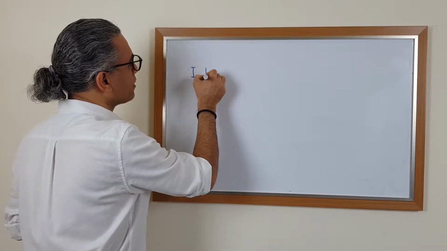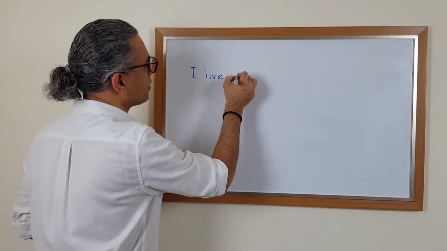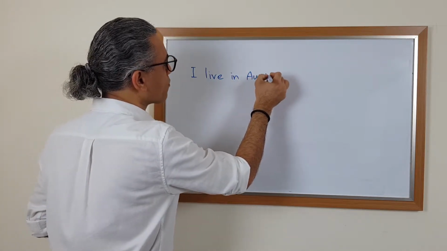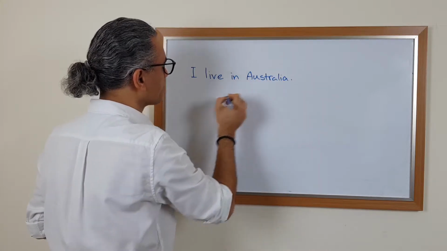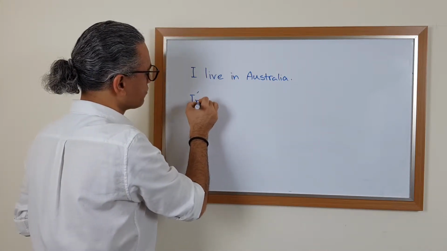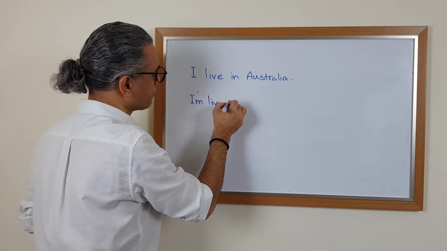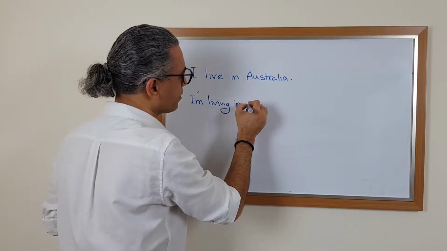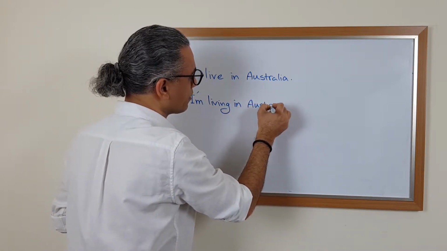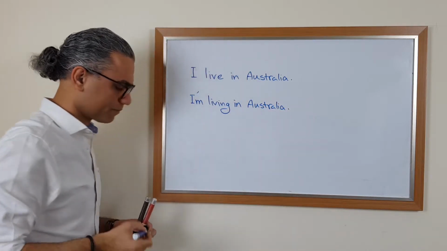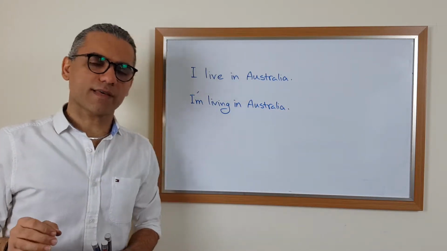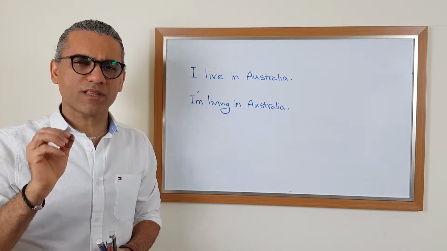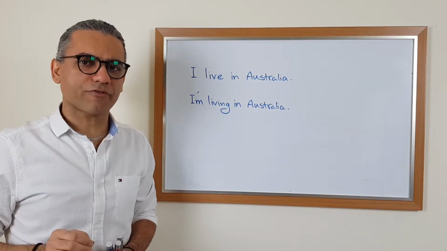I live in Australia. I'm living in Australia. Both of these examples are correct, but the meanings are slightly different.